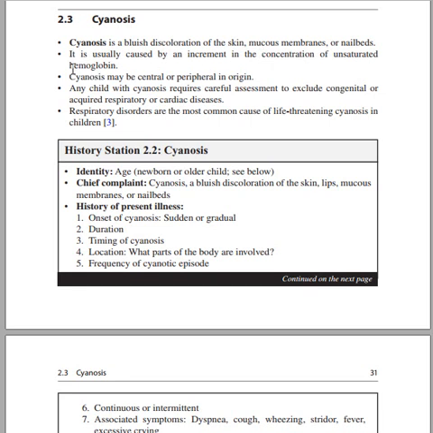Okay. So it is usually caused by an increase in the concentration of unsaturated hemoglobin. We need to know that cyanosis is a result of deoxygenated hemoglobin. When you have at least 5 g/dL of deoxygenated hemoglobin, that's when you can visualize cyanosis. Are you getting?